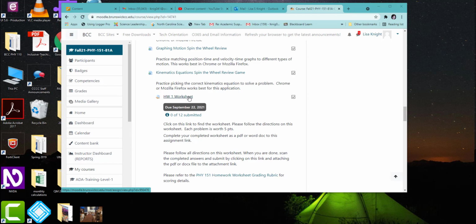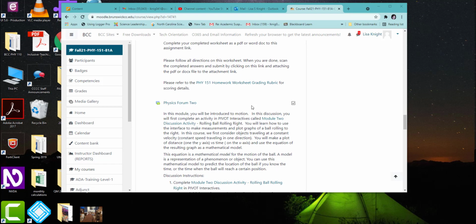You will need to make sure that the units are also included on your answers, and please round your answers to 3 significant digits. When you are done, save your worksheet as a PDF or a doc or a docx file and attach it to the attachment link for the assignment. I also have provided a grading rubric for your worksheet, so please refer to it. It is included in the descriptions of the worksheet assignment.